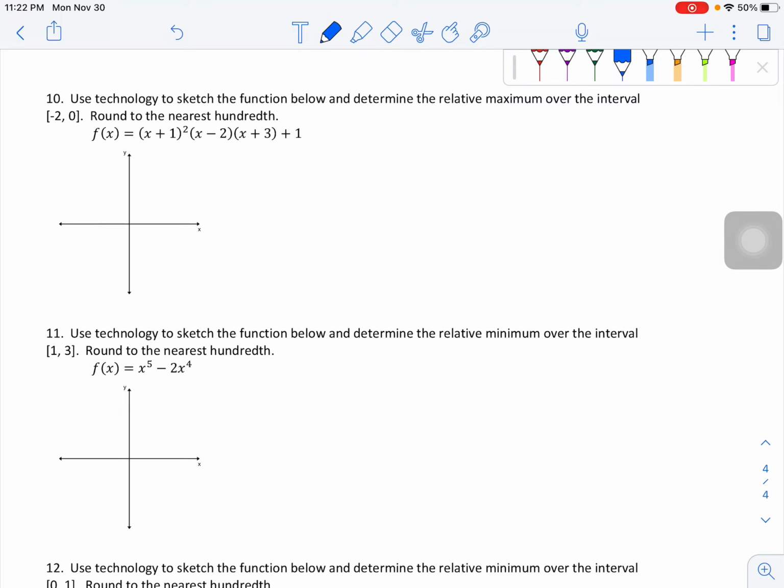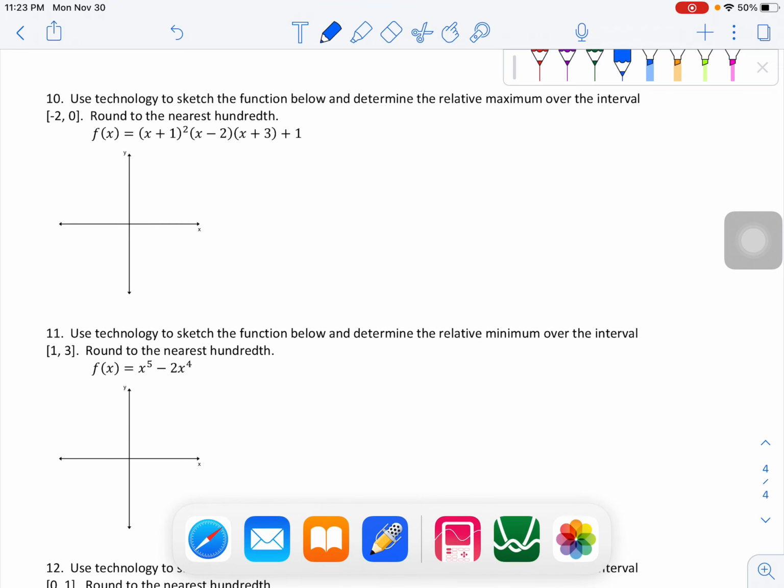In this video, I'm going to go through the last 4 problems of lesson 6. And these last 4 problems say to use technology. So for 2 of the questions, I'm going to use Desmos. And for 2 of the questions, I'm going to use Calculate 84 so you can see which one you prefer and which one you want to use. So for problem number 10 and problem number 11, I'm going to go ahead and use Desmos.